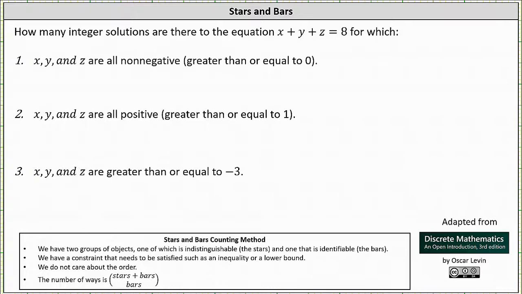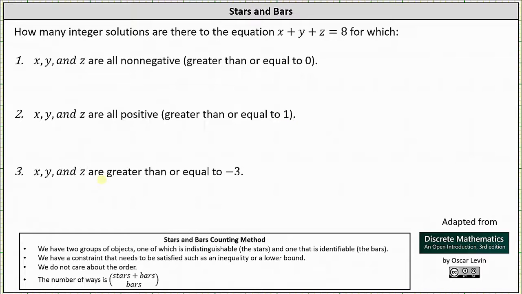How many integer solutions are there to the equation x plus y plus z equals 8, for which number 1, x, y, and z are all non-negative, meaning greater than or equal to 0. Number 2, x, y, and z are all positive, meaning greater than or equal to 1, since we're looking for integer solutions. And number 3, x, y, and z are greater than or equal to negative 3.